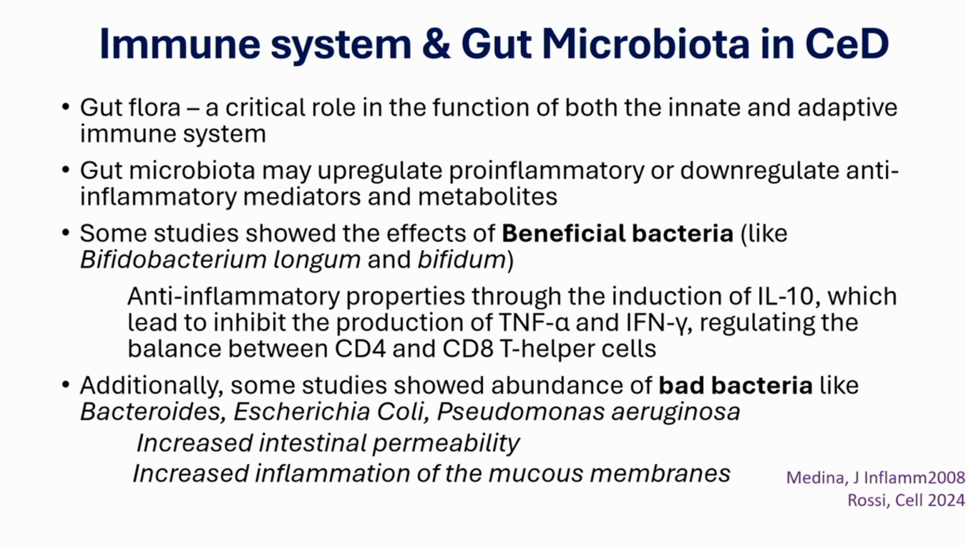Gut microbiota could upregulate pro-inflammatory or downregulate anti-inflammatory mediator metabolites. Some studies show that beneficial bacteria like Bifidobacterium have anti-inflammatory properties, perhaps through IL-10, leading to inhibition of TNF-alpha or interferon gamma production, and regulating the balance between CD4 and CD8 T helper cells. Additionally, some studies showed abundance of bad bacteria like Bacteroides, E. coli and Pseudomonas. Could that be related to increased intestinal permeability, or increased inflammation of the mucosal membrane?